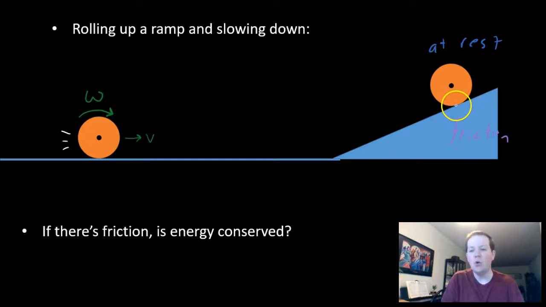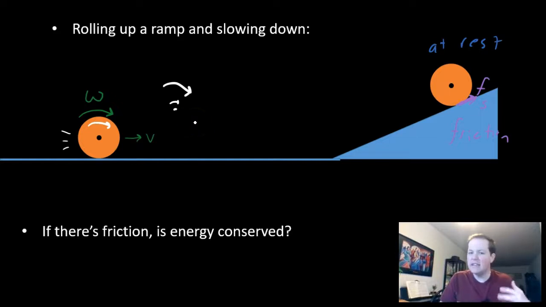It is also up the ramp. Oh man, and that's weird. In both scenarios, the frictional force is acting up the ramp. If that's confusing, think of it like this. It was rotating clockwise. So if it's slowing down, it must be rotating less and less and less clockwise.